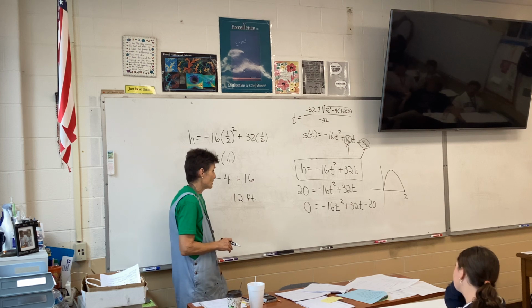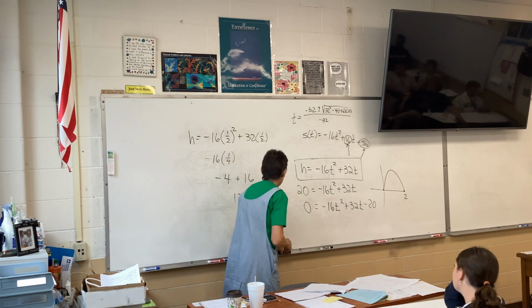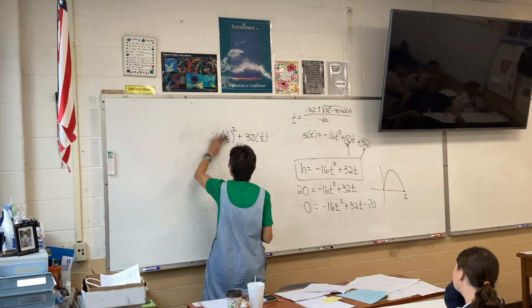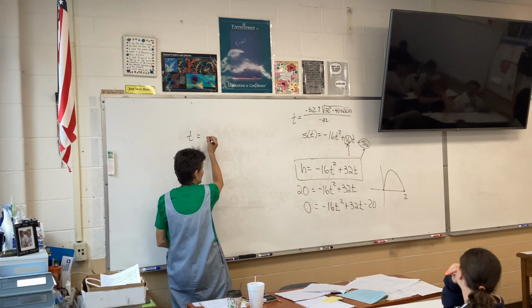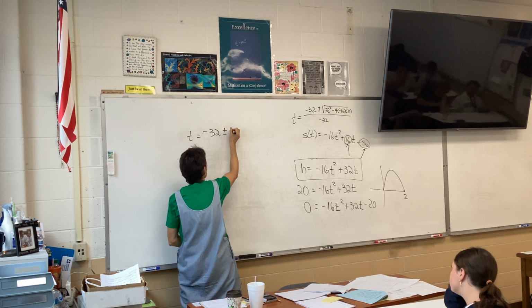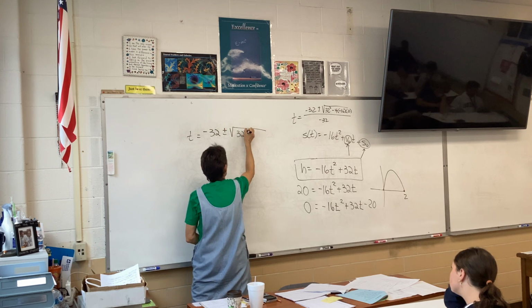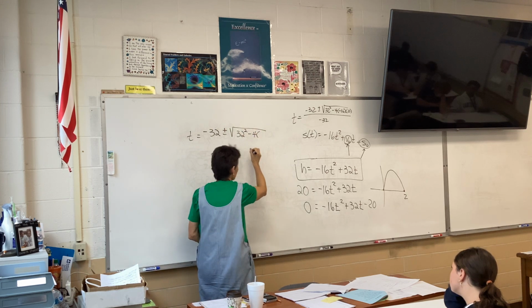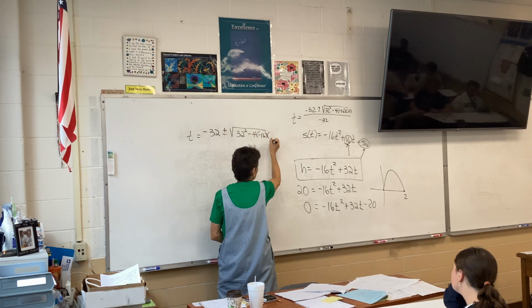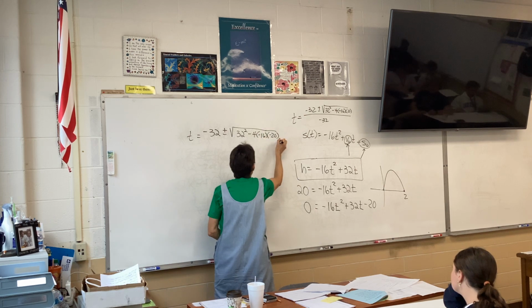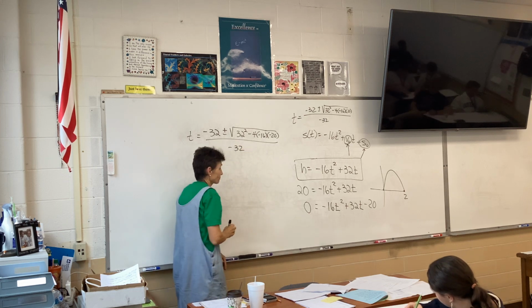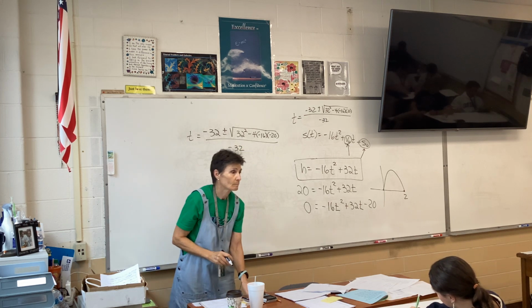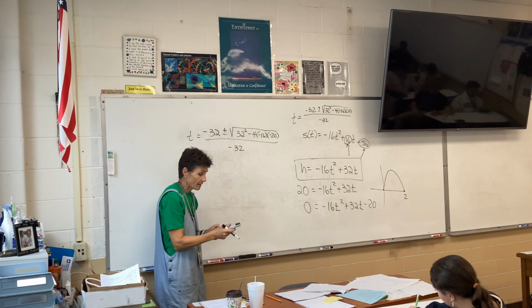Okay? So here we go. Let's use our quadratic formula and see what happens. T equals -b plus or minus the square root of b squared minus 4ac all over 2a. Does that look okay to everybody?